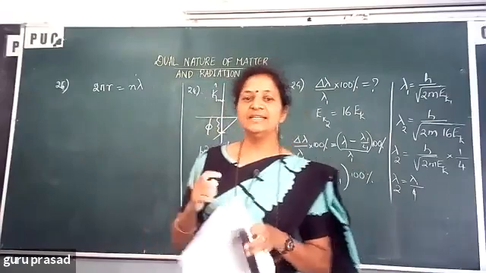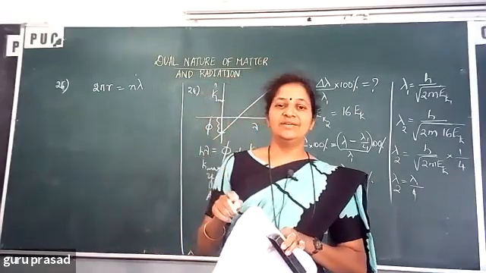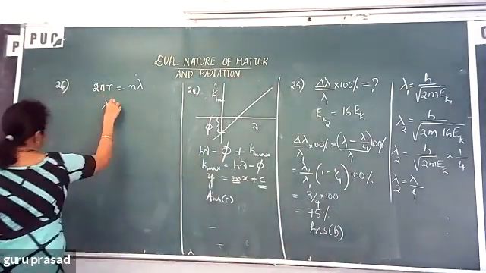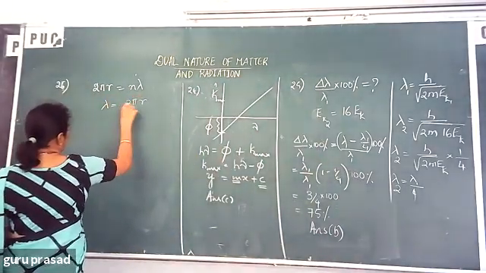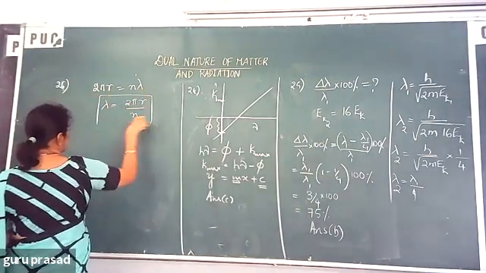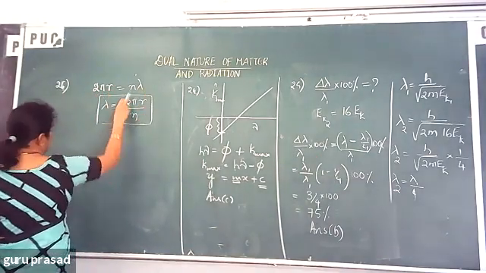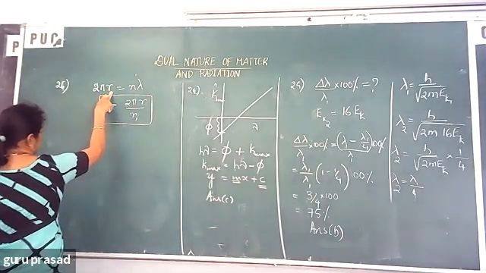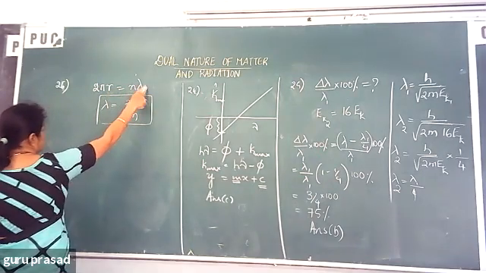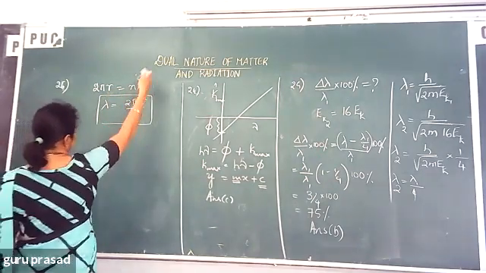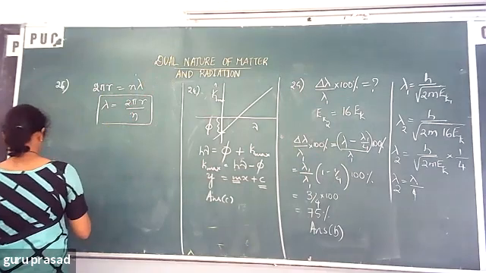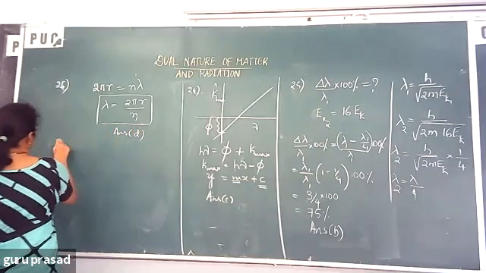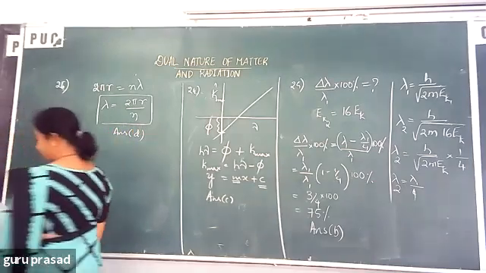Here they are asking for the de Broglie wavelength of the electron in the nth orbit. So lambda is 2 pi r by n. This is the answer. If n is the first state, you put n equals 1 and the radius of the first orbit. Like that, you keep changing and get the de Broglie wavelength of the electron in different states. So the answer is option D.